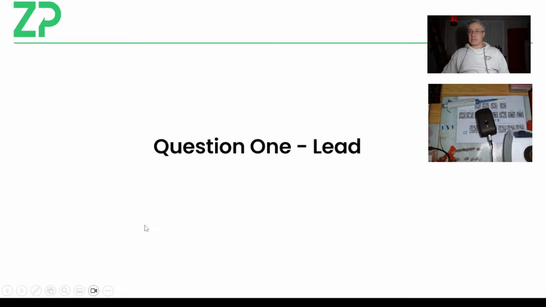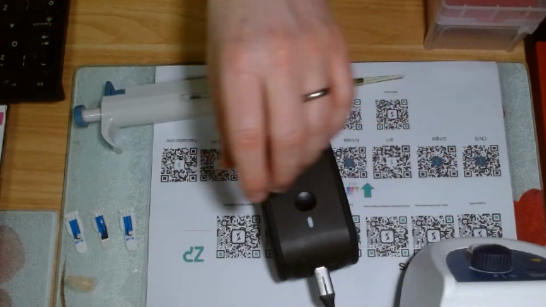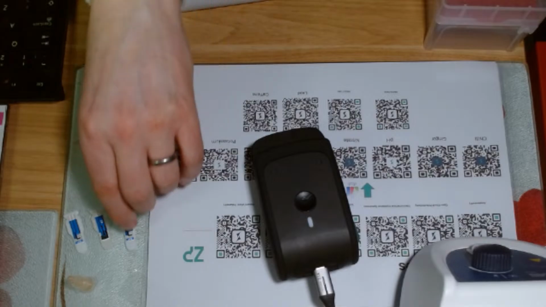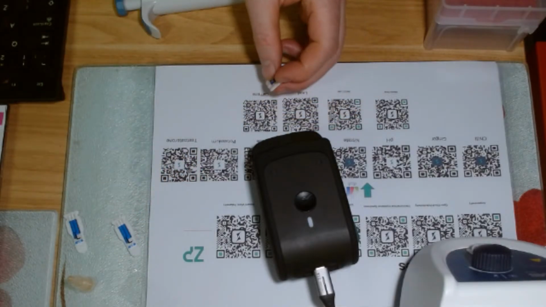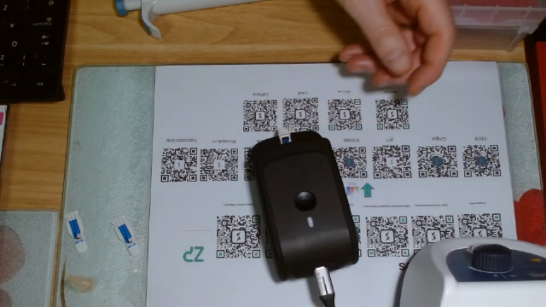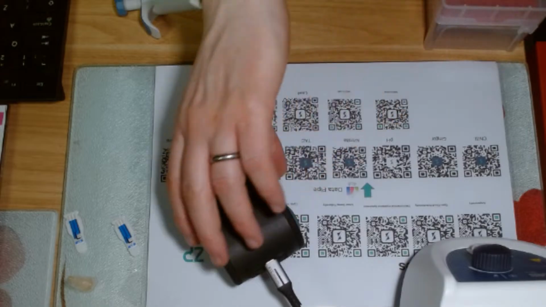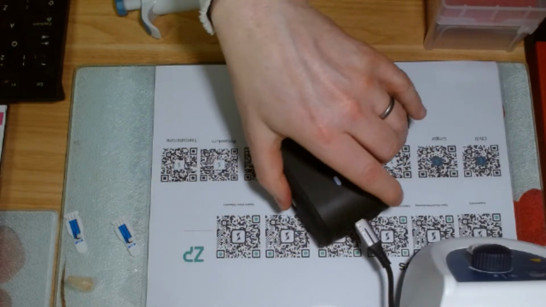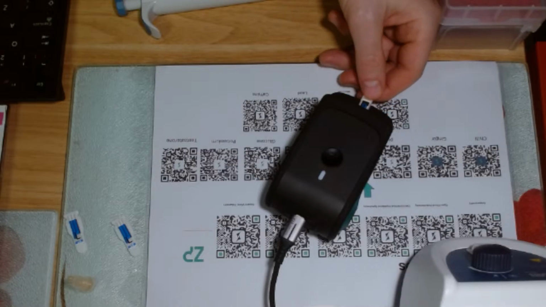So that said, question number one. At Zimmer Peacock, I've got the Sensit All platform in front of me. This is a really unique type of potentiostat. It can do amperometry, open circuit potentiometry, impedance spectroscopy, linear sweep voltammetry, cyclic voltammetry, and square wave voltammetry.